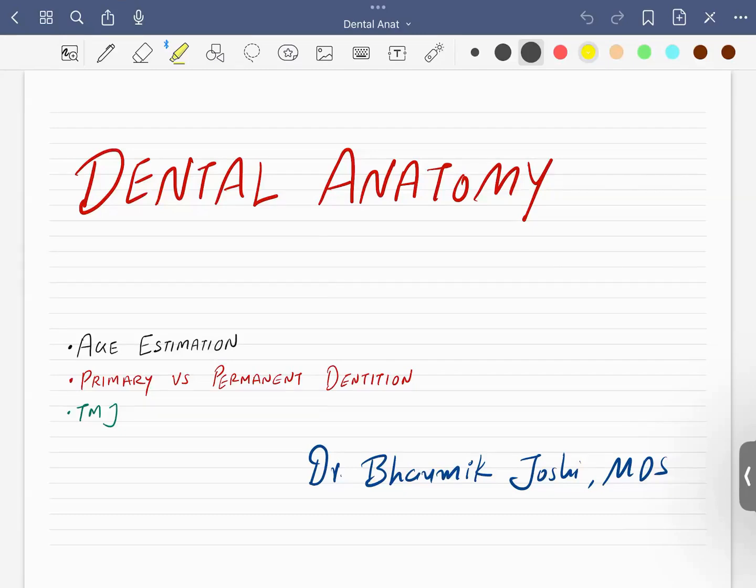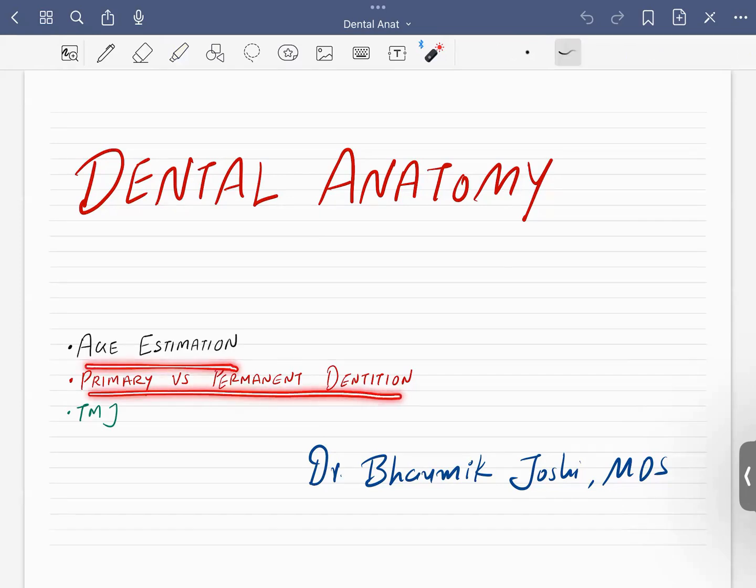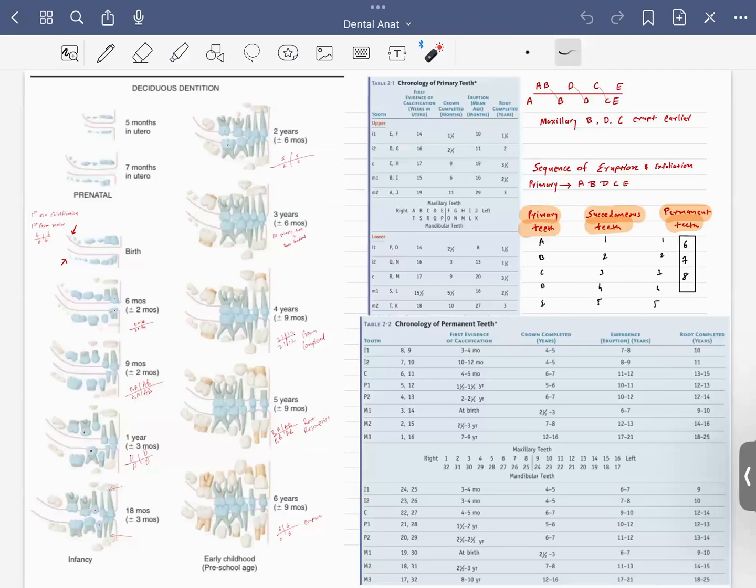Okay, so in today's session, we are going to discuss some theory and related MCQs for dental ANET. The topics that we are going to cover are the ones which are asked most frequently in the exam: age estimation, primary versus permanent dentition, and TMJ. From these topics, MCQs are coming, so we are going to cover them. All right. So first, let's start with age estimation.